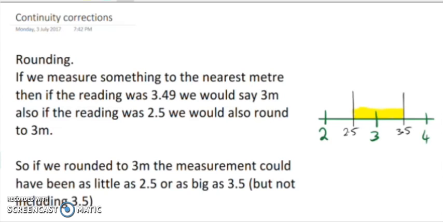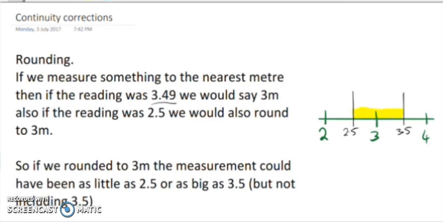If we measure something to the nearest metre, then if the reading was 3.49, we would say it was 3 metres. We'd round it down. And if the reading was 2.5, we'd also round it to 3 metres.